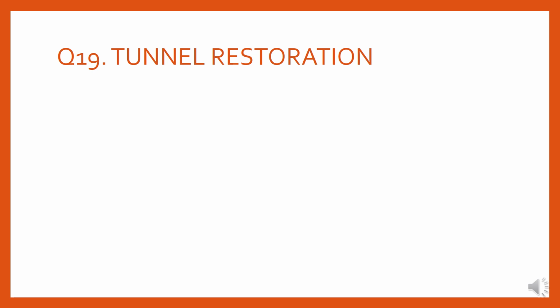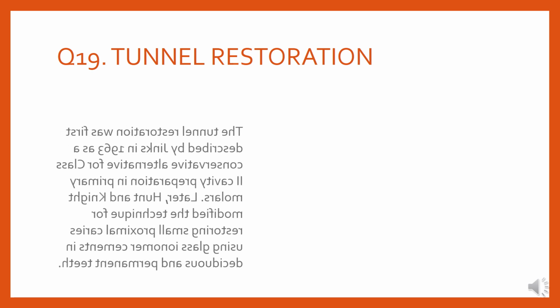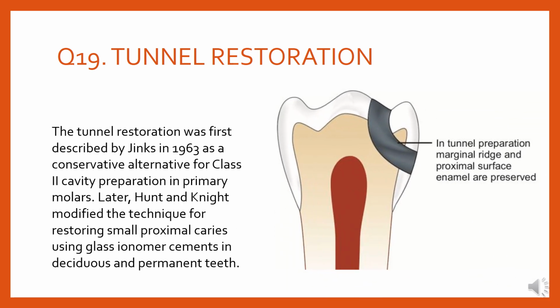Next question is tunnel restoration. The tunnel restoration was first described by Jenks in 1963 as a conservative alternative for class 2 cavity preparation in primary molars. Later, Hunt and Knight modified the technique for restoring small proximal caries using glass ionomer cements in deciduous and permanent teeth. In tunnel preparation, marginal ridge and proximal surface enamel are preserved.